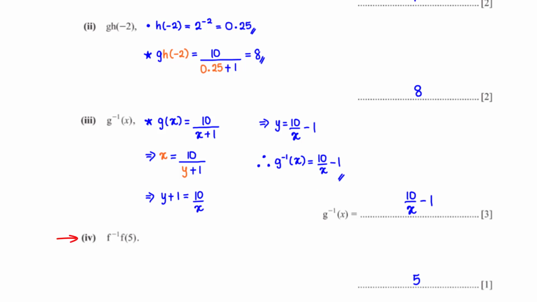Find f inverse of f of 5. Whenever we are finding the inverse function of the same function, as in this case, the answer is whatever is in the bracket, which is 5.